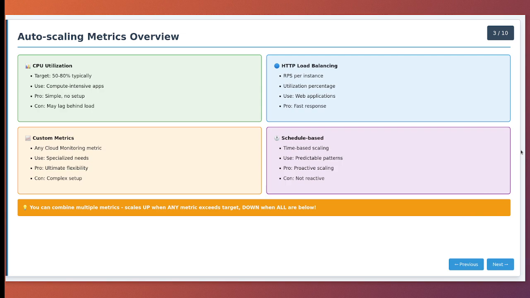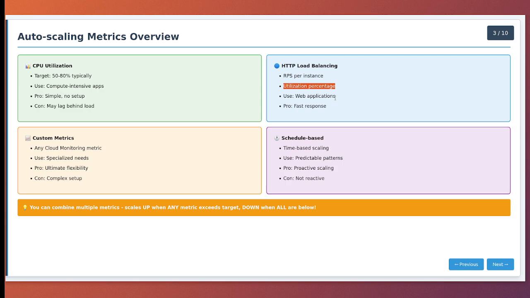HTTP load balancing metrics are perfect for web applications behind a load balancer. You can scale based on requests per second per instance or HTTP response latency. This is more accurate than CPU for web workloads because it directly measures what users experience. A sudden spike in requests triggers scaling even if CPU usage has not increased yet.